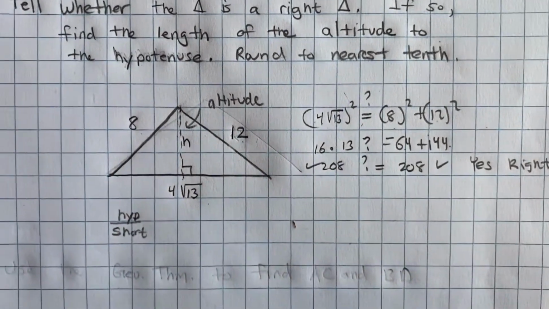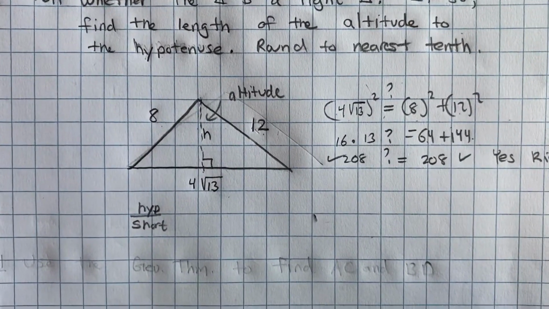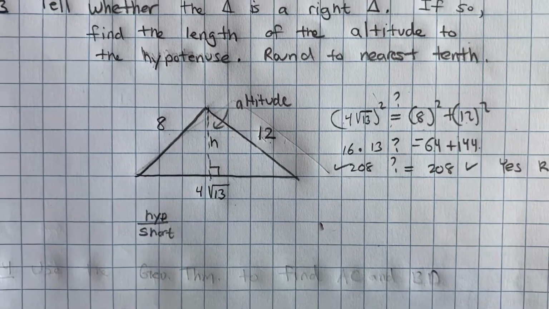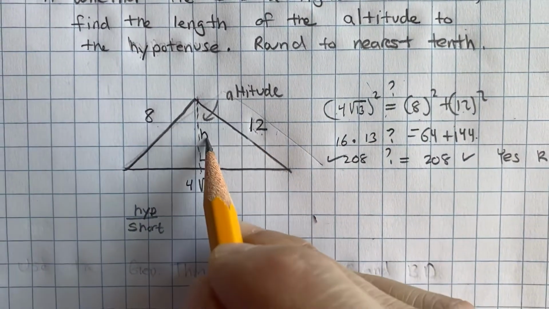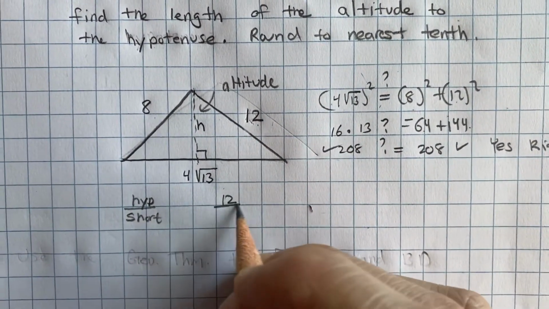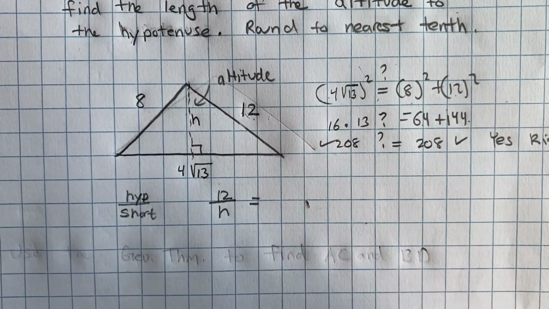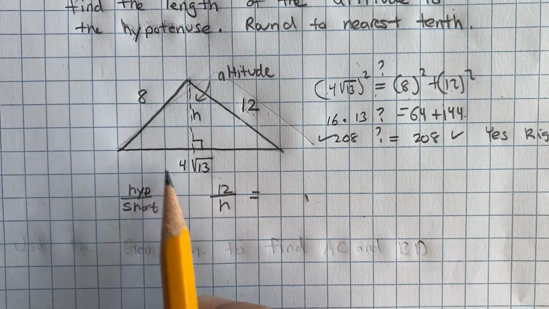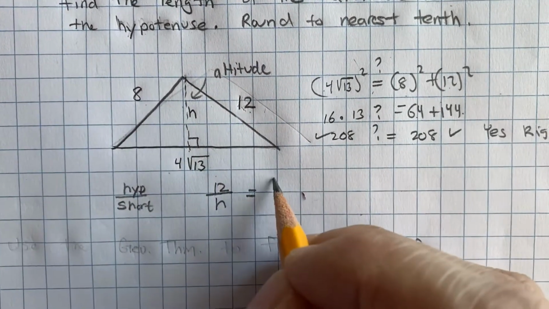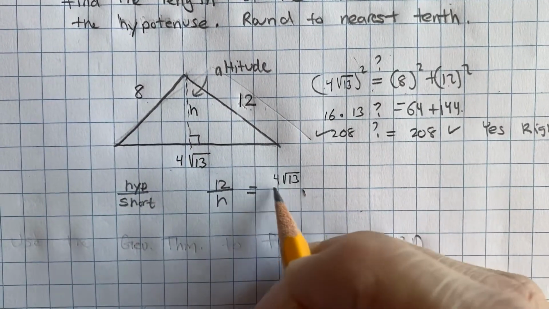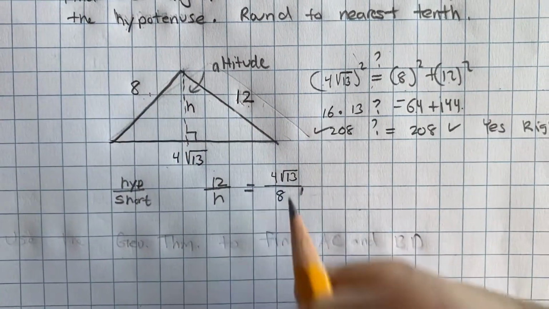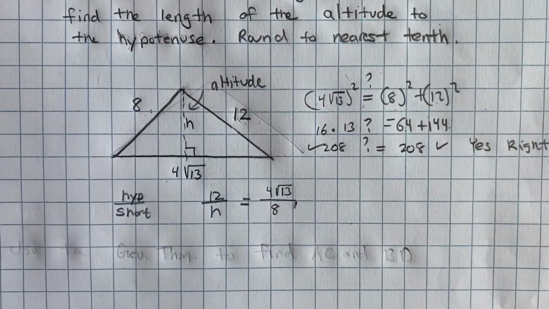And again, you can use many different ratios to arrive at the correct answer as long as you are correct in lining it up. Okay, so hypotenuse is to the shorter leg, is 12 is to h. And then I'm going to go hypotenuse is to the shorter leg on the big right triangle, which is 4 root 13. The shorter leg of the big right triangle would be 8. Okay, and now you just have a cross multiplication problem.